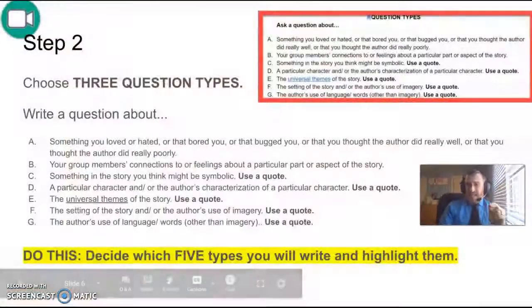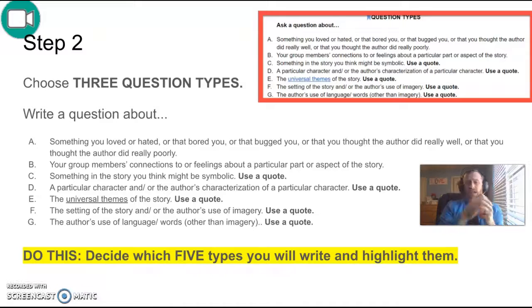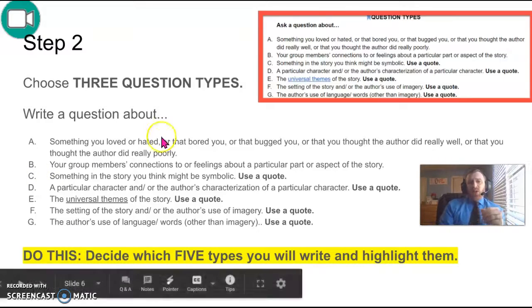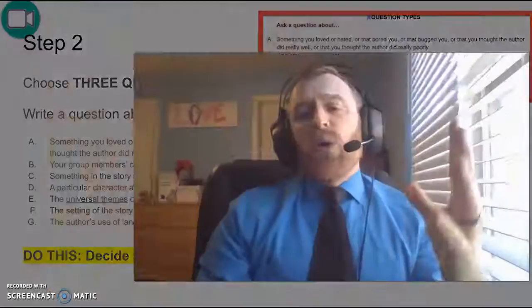Excellent. Now it's time to figure out what kind of question you're going to ask. See, there are 7 different types of questions. There's type of question A, B, C, D, E, F, and G. Let me tell you what each one is like. Question A is where you write a question about something you loved or hated in this moment, something that bored or bugged you, or something you thought the author did well or really poorly. You'll write a question about one of those topics in that moment.